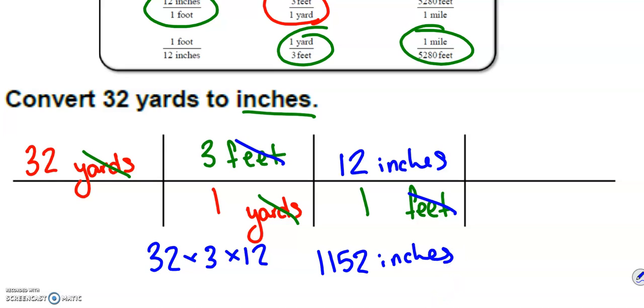And that's pretty reasonable. If you think about an inch, there's 12 of them in a single foot. And a yard is 3 feet long. So think about a football field. You've got the 32-yard line. And how many inches will it take you to go from the goal line to the 32-yard line? Well, it's going to take a while. So 1,152 is a reasonable answer.